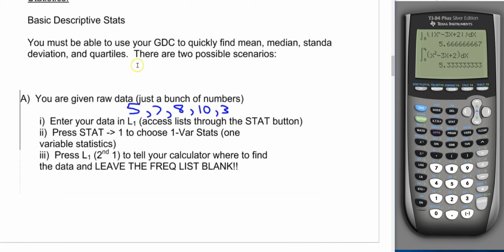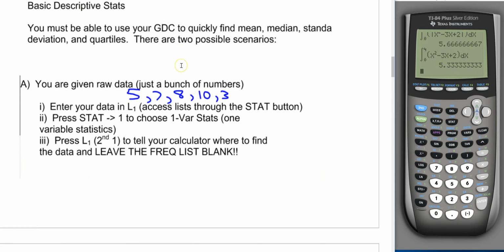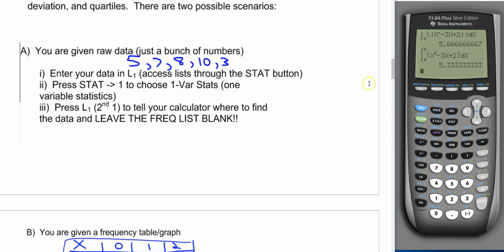So you want to use your calculator to quickly find mean, median, standard deviation, and quartiles. Very simple. The easiest way to do this: let's say we're given this raw data right here. You go stat, edit, and type in your values: 5, 7, 8, 10, 10, 0, and 3. So you get my values there.